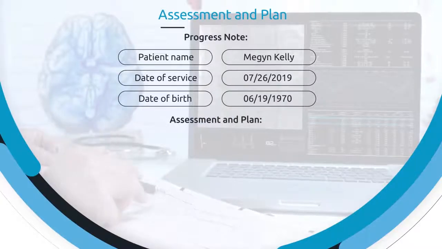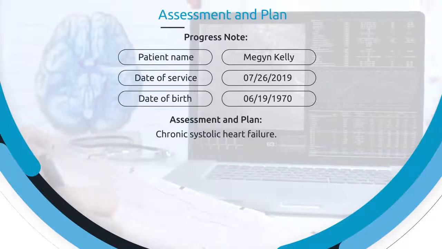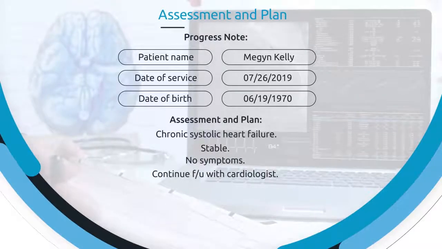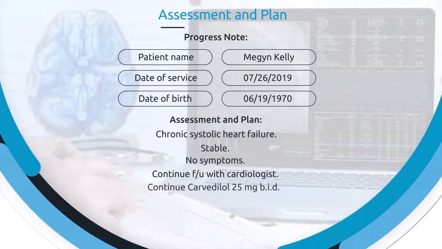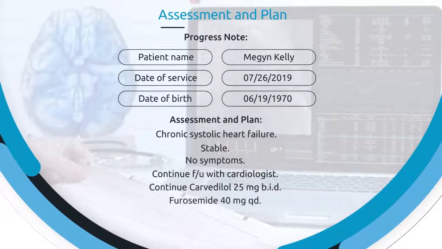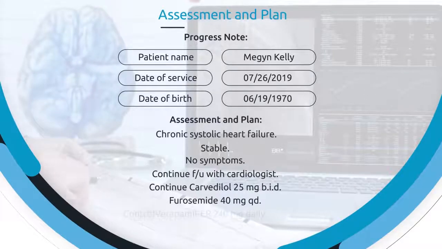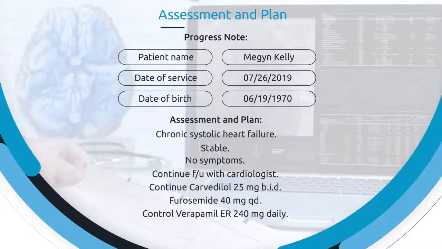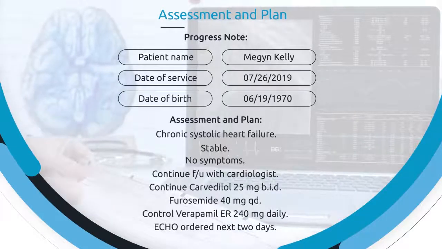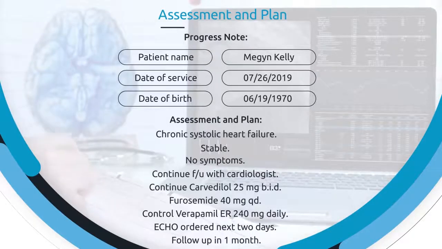Assessment and plan: chronic systolic heart failure. Stable. No symptoms. Continue follow-up with cardiologist. Continue carvedilol 25 mg twice a day. Furosemide 40 mg QD. Continue verapamil ER 240 mg daily. Echo ordered next 2 days. Follow up in 1 month.